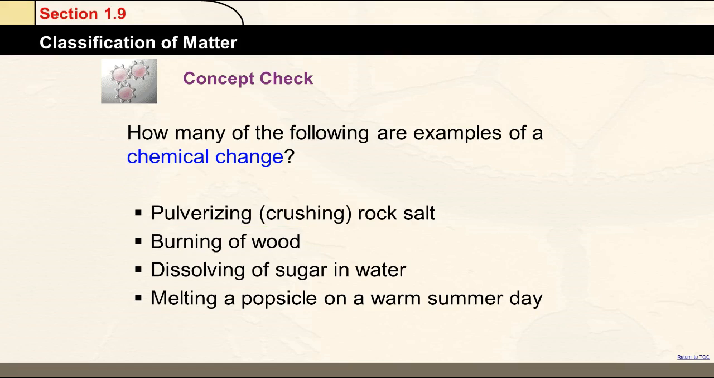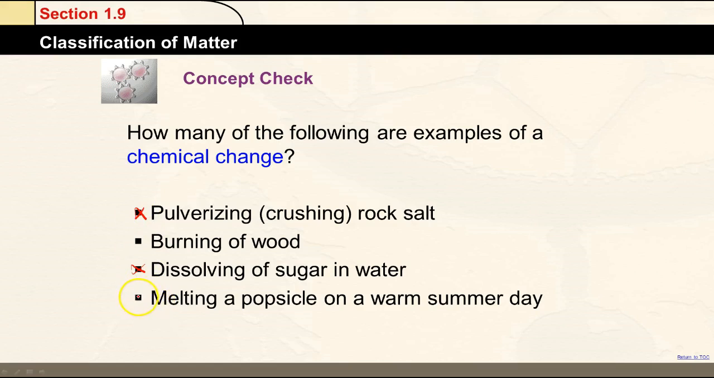The third one down there, dissolving sugar in water. This one is a little bit tricky. You may think that because you're dissolving the sugar in the water, you're changing the properties of the water because the water is now sweet. However, that is not the correct way to think about this. When you dissolve sugar in water, that just means you've got some sugar mixed with some water, and nothing has changed. The sugar is the sweet part, the water is the liquid part, and so that is not going to be a chemical change.